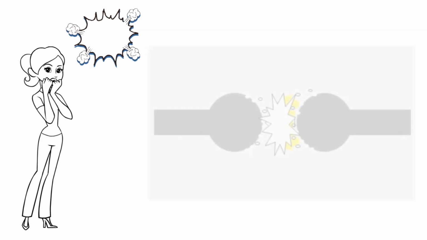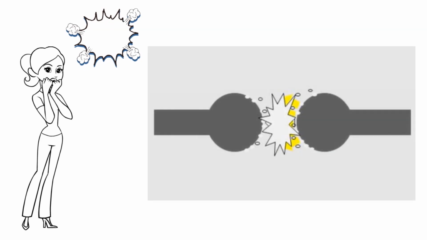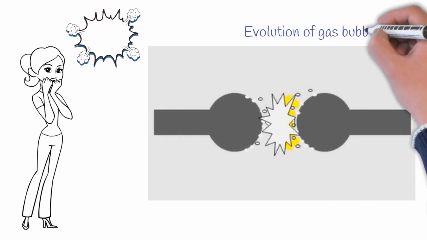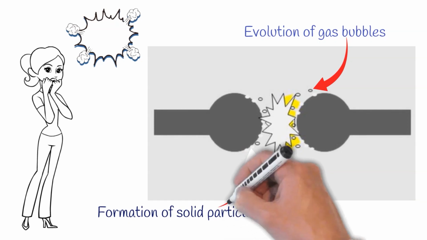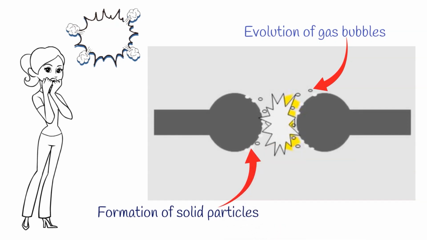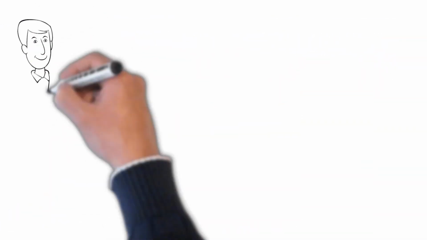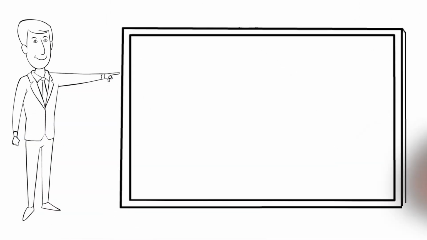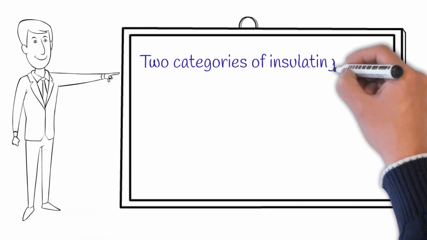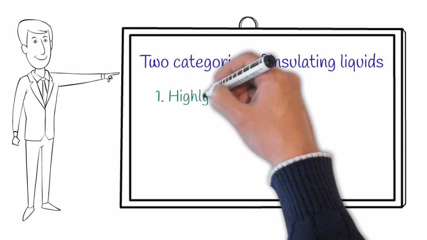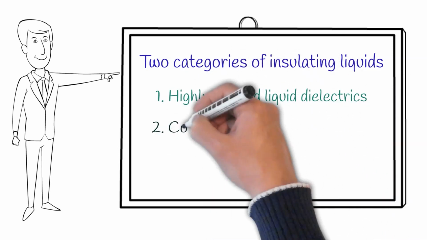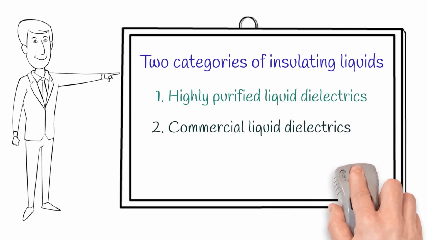In addition to them, in some dielectric liquids, we can observe the evolution of gas bubbles which gradually come to the surface and the formation of solid particles which are collected on the electrode surface in small pits. Okay, now we are going to talk about the two basic categories of these insulating liquids based on their level of contamination. Those are highly purified liquid dielectrics and commercial liquid dielectrics.